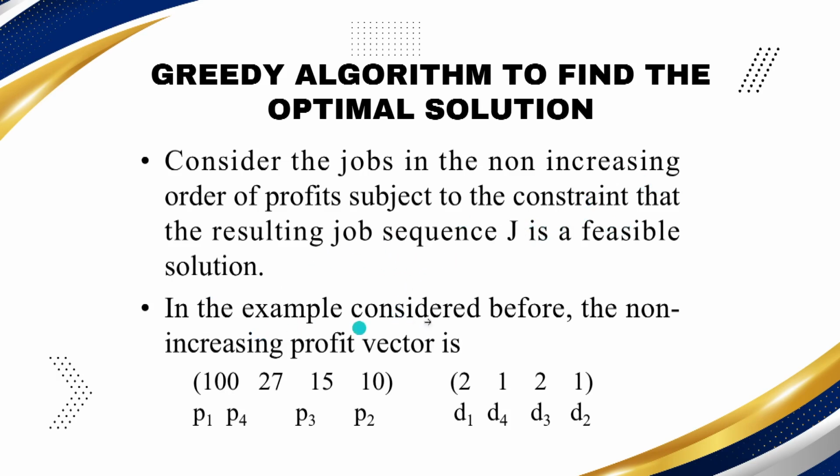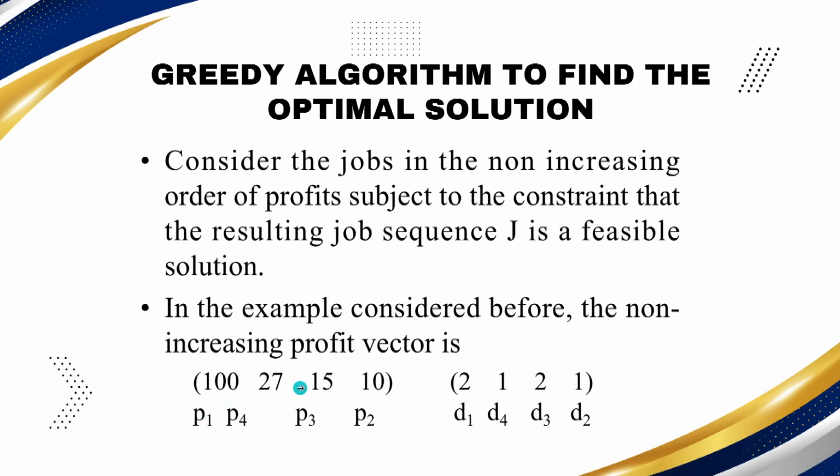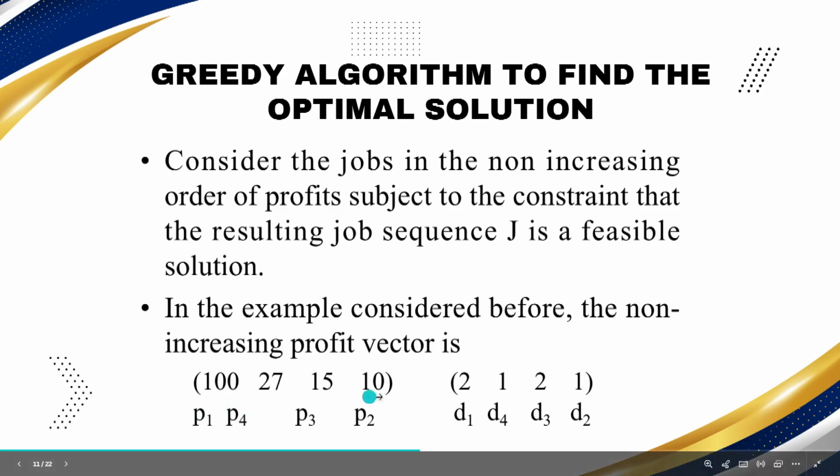In the example that we considered before, the non-increasing profit vector should be something like this. We have to sort up all the jobs according to their profit. So, the first job had the highest profit, so 100, followed by the fourth job whose profit is 27, and likewise the other two jobs and their profit values are put up in non-increasing order. So, now we have to use this greedy approach for problem solving.